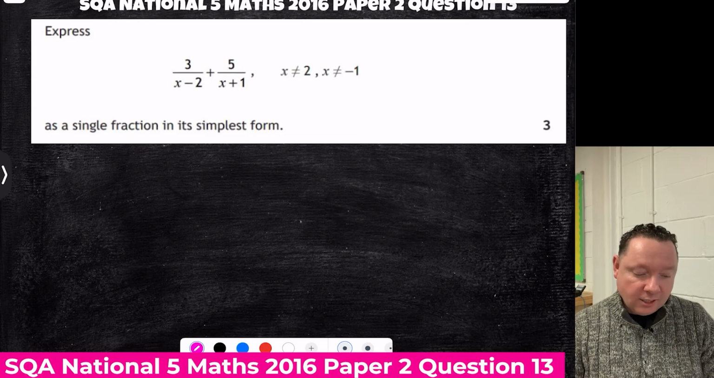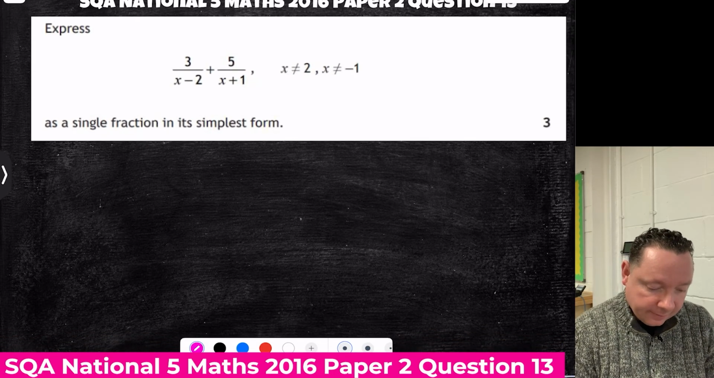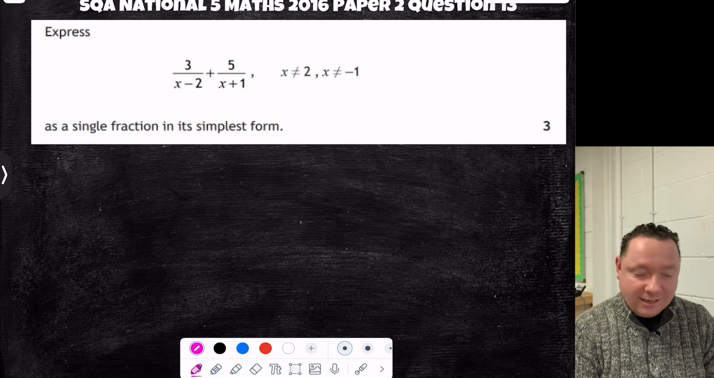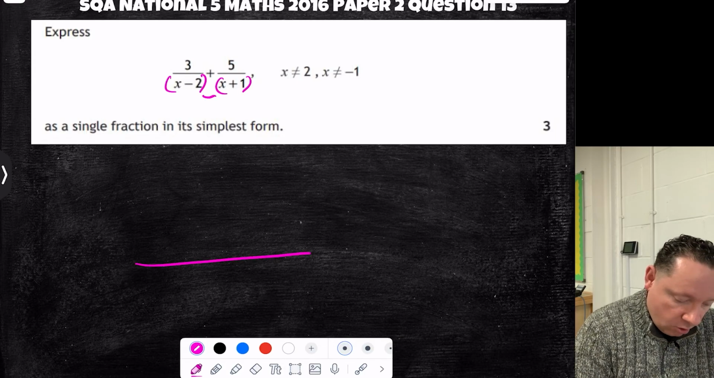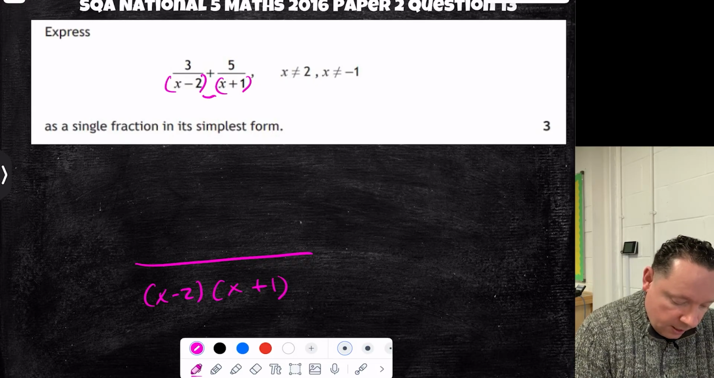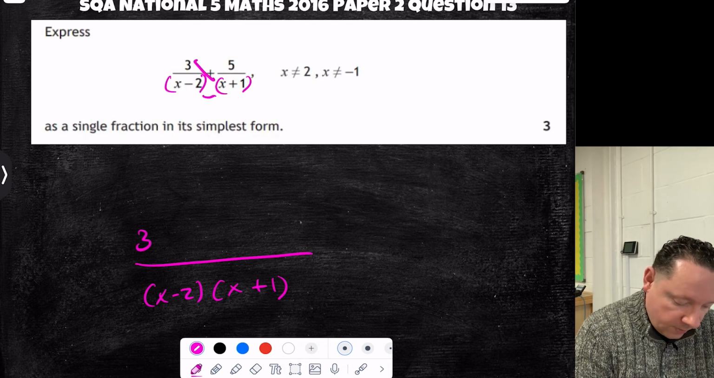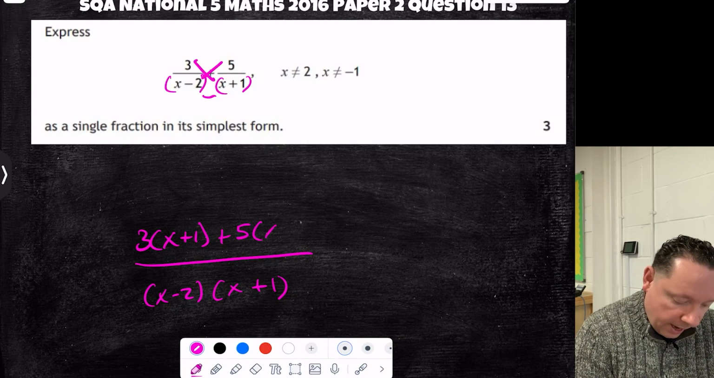Algebraic fractions, SQA National 5 Maths 2016, Paper 2, Question 13. Express this algebraic fraction as a single fraction. So we have to add or take away a fraction. So we just times the bottoms together to get a common denominator. So our common denominator is x minus 2 in brackets and x plus 1. And then we can just think, well, this one's been times by that one. So it's like a little cross, 3 bracket x plus 1. And then this one's been times by that one. So crossing over, plus 5x minus 2.